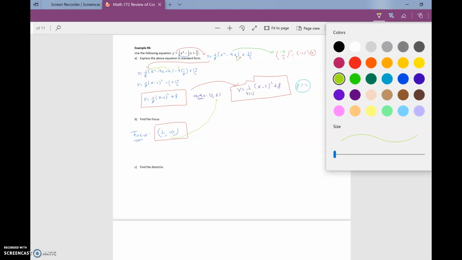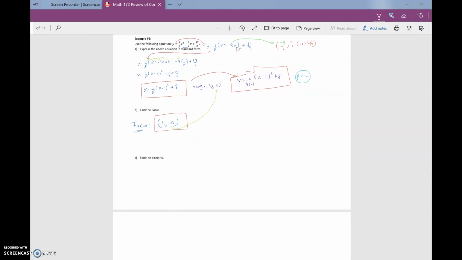And then the next value is the directrix. It's going to be 2 units below the vertex. So at this point, you can say that for this one, it's going to be y is equal to 6.